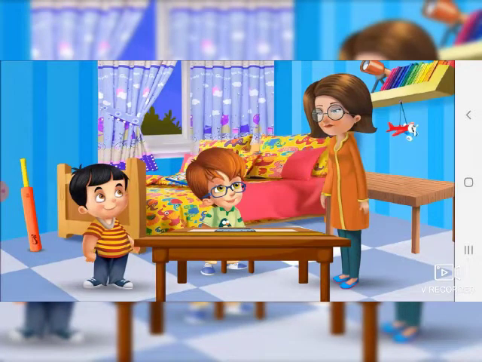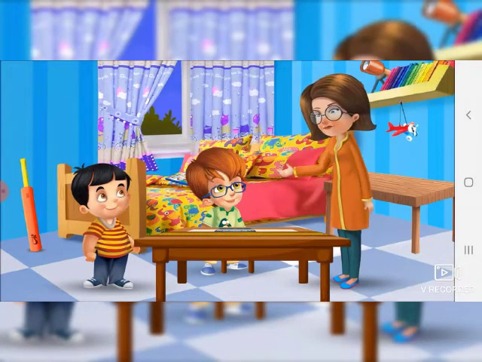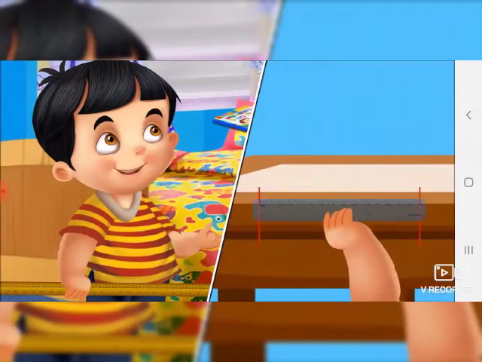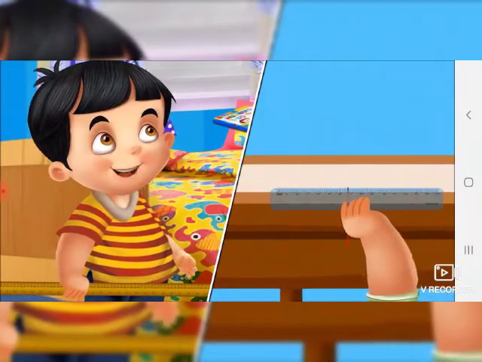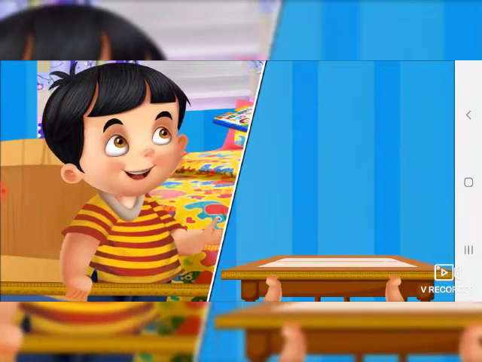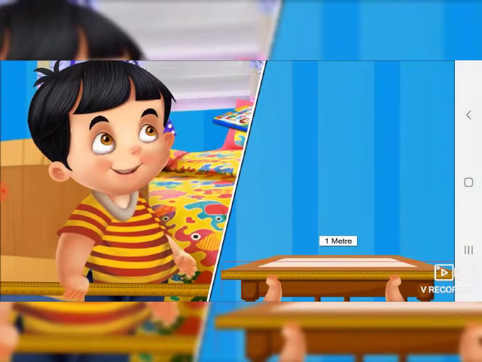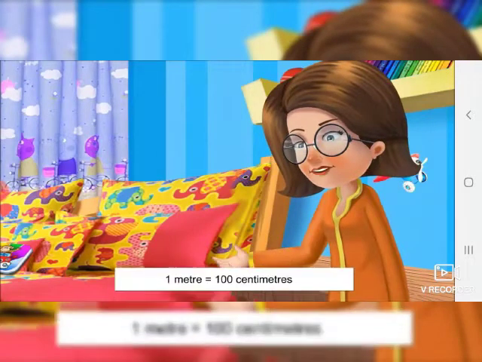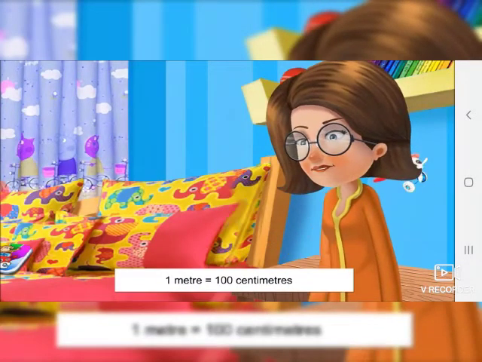Neil replies, It's very easy to measure the length of the edge of this table using this meter scale than this small ruler. Now Mrs. Ria asks Sid, And what do you observe? Sid says, Mother, when Neil measured the table, it was 100 centimeter long. But when I measured the same table, it was 1 meter long. What does this mean? Mrs. Ria replies, It means that 1 meter is equal to 100 centimeters.